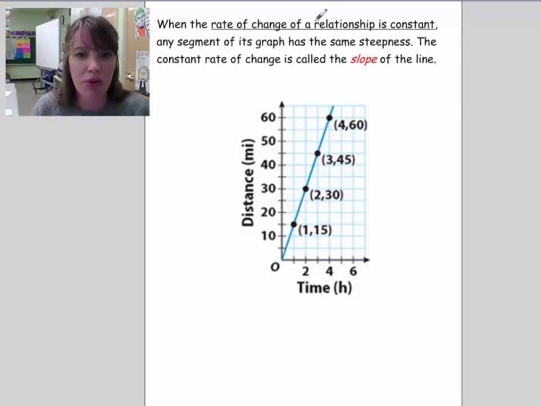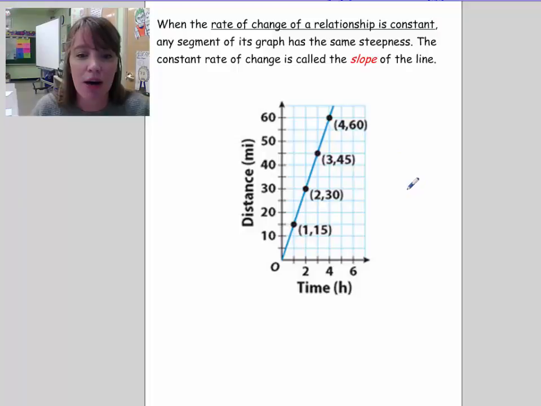So when the rate of change of a relationship is constant, right? This was the graph from yesterday where Nathan was biking. Over a certain amount of time, he biked a certain amount of miles. So a point like (4, 60) would represent biking for 4 hours and traveling 60 miles, which is a pretty long time to bike and a long way to bike, but maybe Nathan's a true biker.